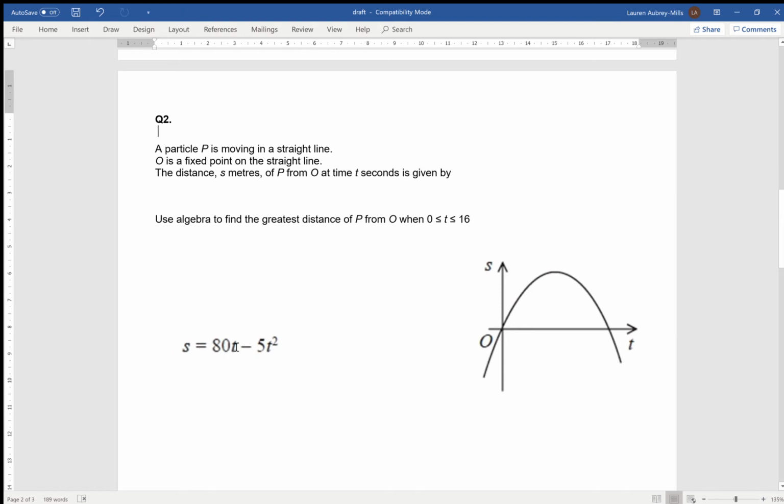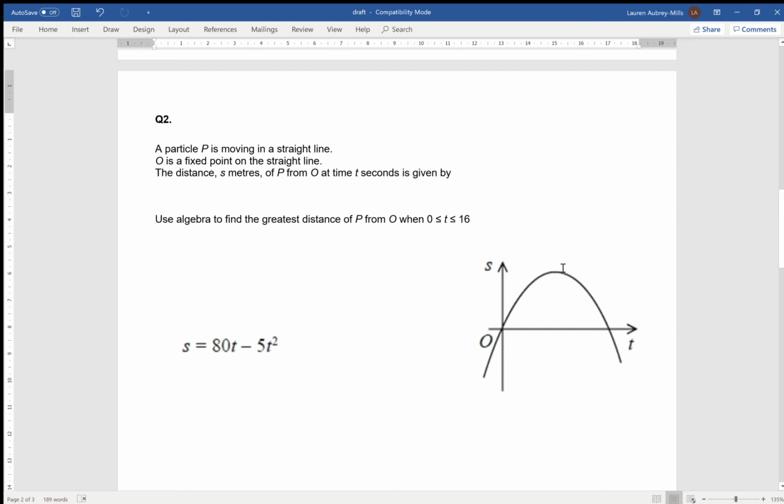So S is the straight line, the meters. So therefore the higher here, the further away, if you like, that's why it's the distance. Use algebra to find the greatest distance of P from O. So the greatest distance from P to O.